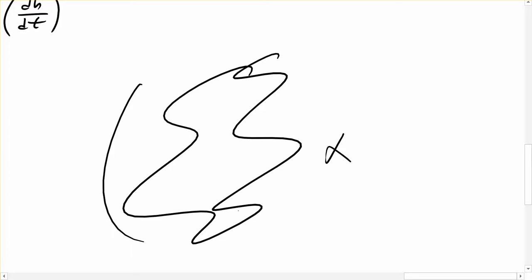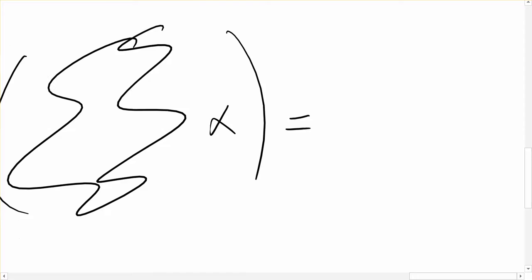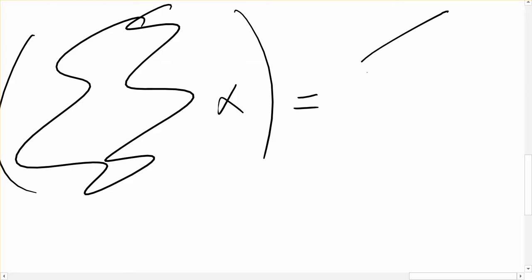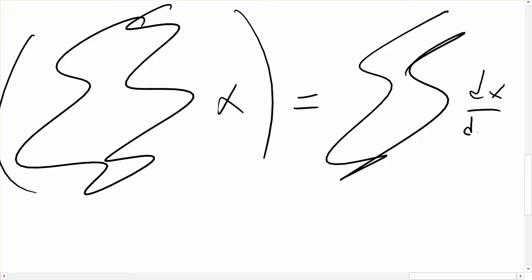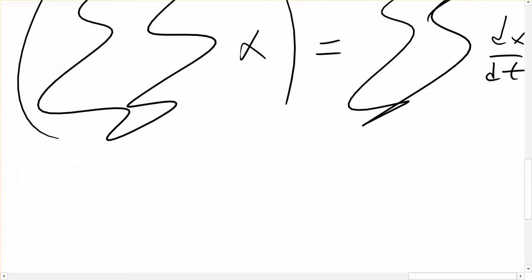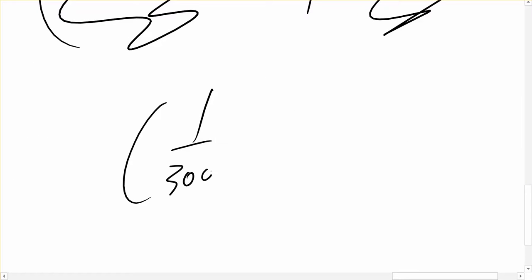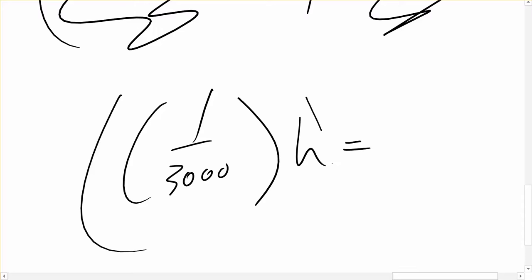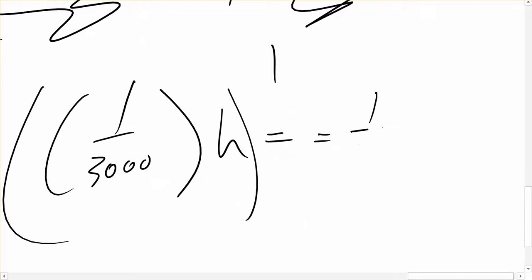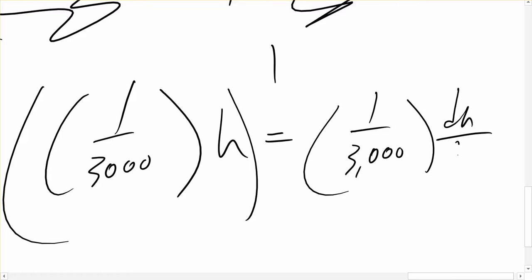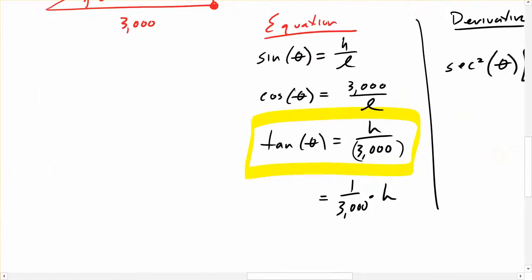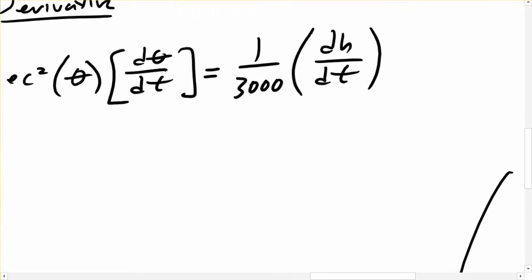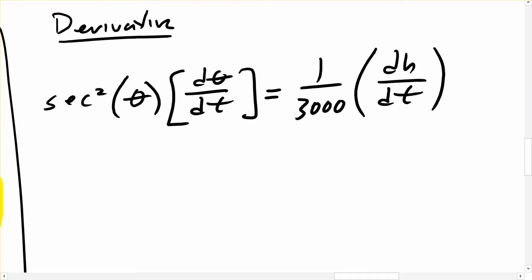Blah times x. If you differentiate that with respect to t, what is it? Blah times dx/dt. Do you agree? Okay, so what's 1 over 3,000 times h when you do the derivative in terms of t? It's 1 over 3,000 times dh/dt. Do you see that, everybody? Dividing by 3,000 is the same thing as multiplying by 1 over 3,000. The 1 over 3,000 is just along for the ride.